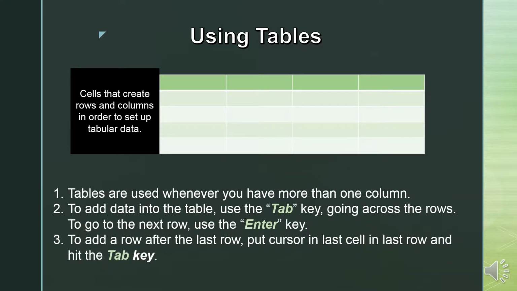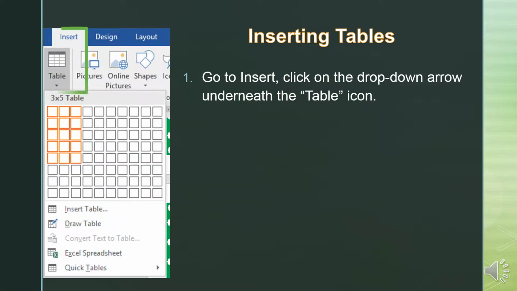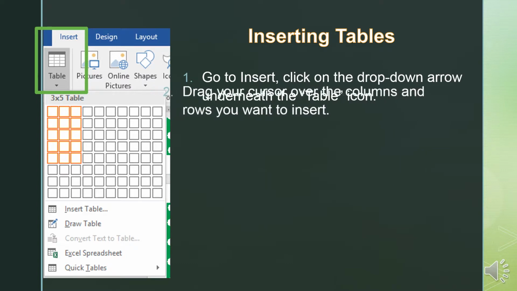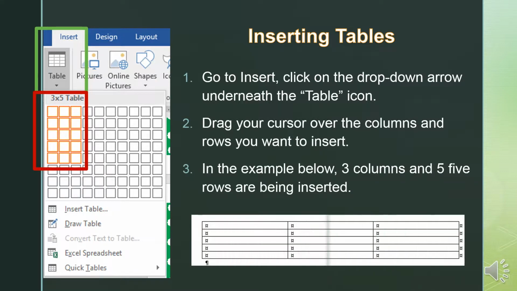To add a row after the first row or after the last row, put your cursor in the last cell of the last row and hit the Tab key. Inserting a table. Go to Insert, click on the drop-down arrow underneath the table icon. Drag your cursor over the columns and rows you want to insert into your document. In the example below, 3 columns and 5 rows were inserted.